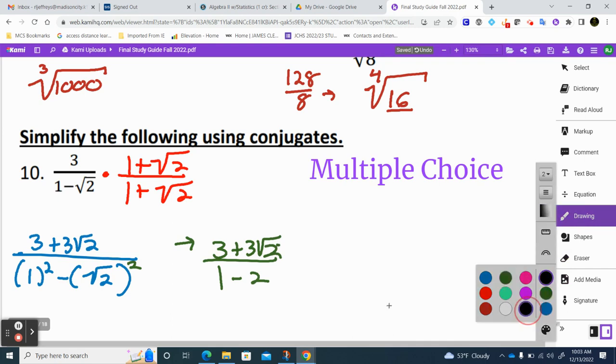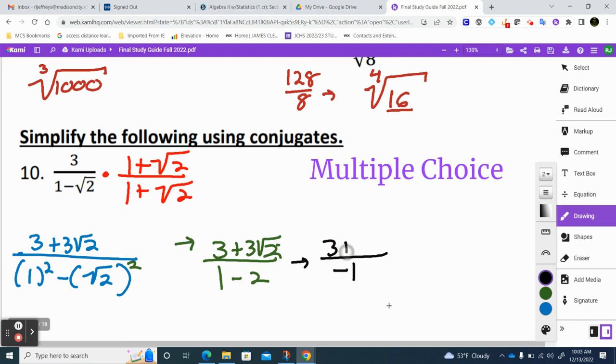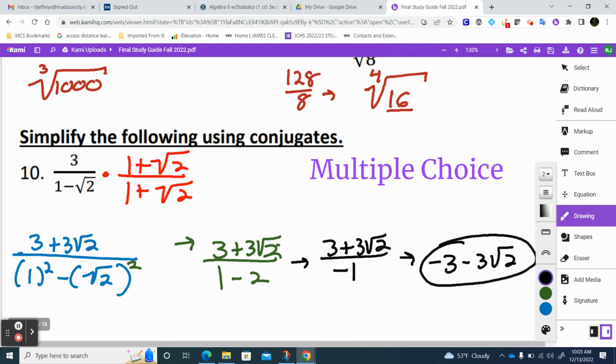All right. Well, this becomes -1 on the bottom, which if I divide everything by -1, it just changes the sign. Okay. So that's kind of what we have here.